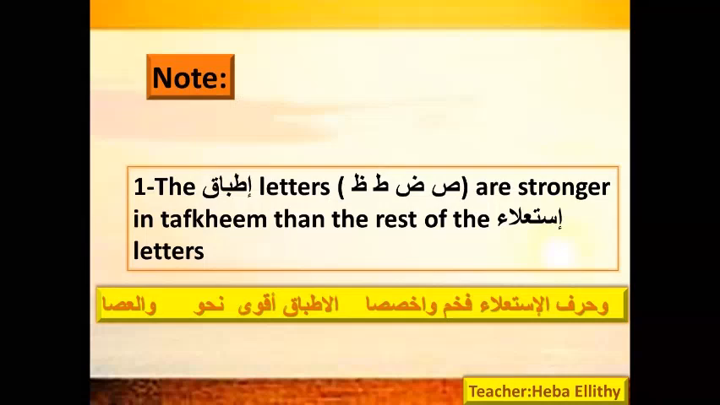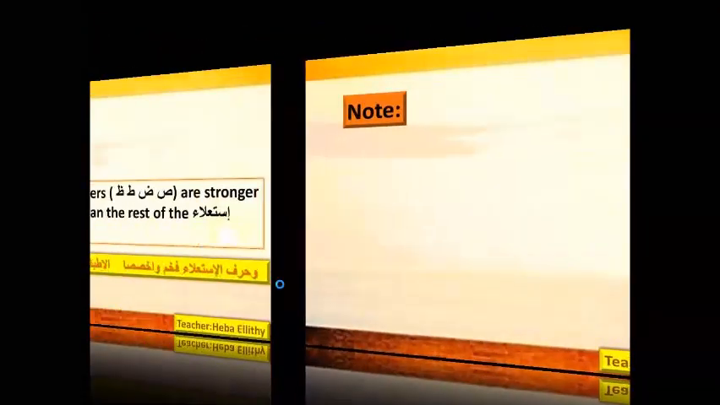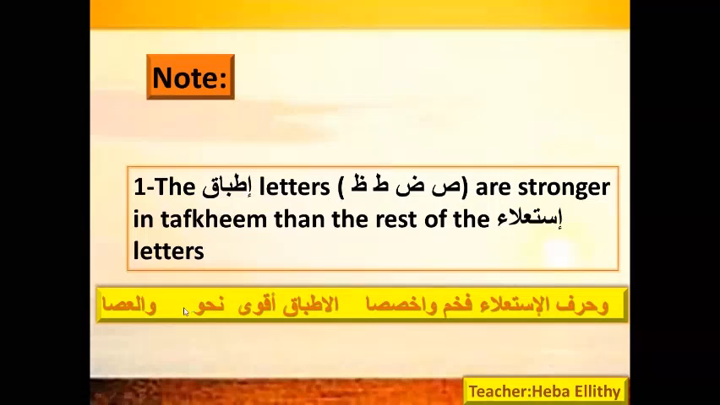What's the شاهد from الجزرية? وحرف الاستعلاء فخم واخصصا. Make the مستعلي letter مفخم and be sure more with حروف الإطباق, the letters of الإطباق are stronger, نحو like والعصا. If we take the part I cover here, it will be نحو قال والعصا. قال is just a letter مستعلي مفخم, but والعصا is مستعلي and مطبق both. So ابن الجزري رحمة الله عليه put for us an example from المفخم only and from المستعلي together to compare between them: قال والعصا. You can feel the difference between them.